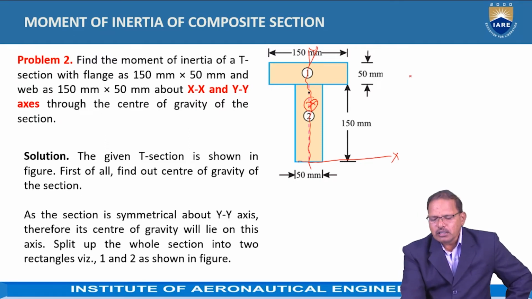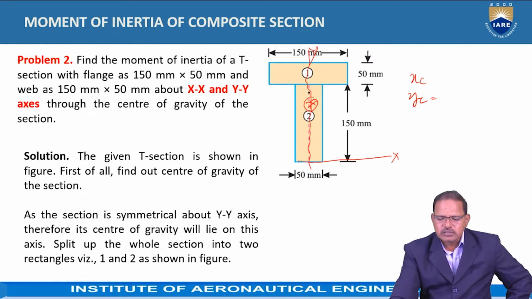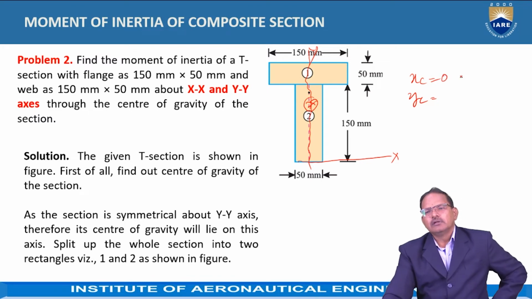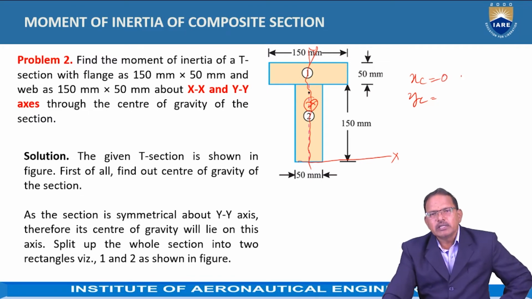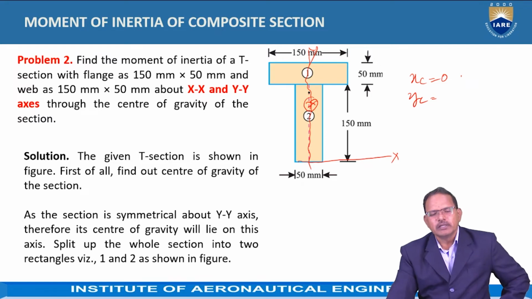Here xc and yc represent the position of the centroid of composite figure 1 and 2. According to this figure, since it is symmetrical about the vertical line, the centroid always lies on the vertical line only. That is, the x coordinate is equal to 0. So when we take symmetrical lines, we avoid calculating the position of xc with respect to some reference line, because we already get it according to the fundamentals of symmetrical lines.